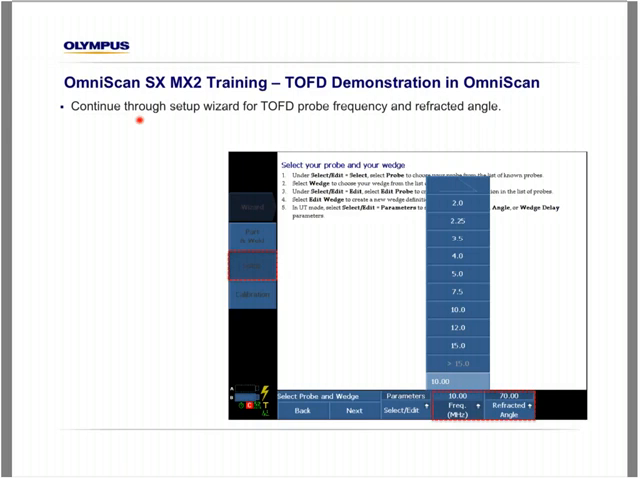The wizard continues on to the parameters of the probe. The main parameter needed to know is the frequency. The frequency will adjust the pulse width appropriately, and the refracted angle.